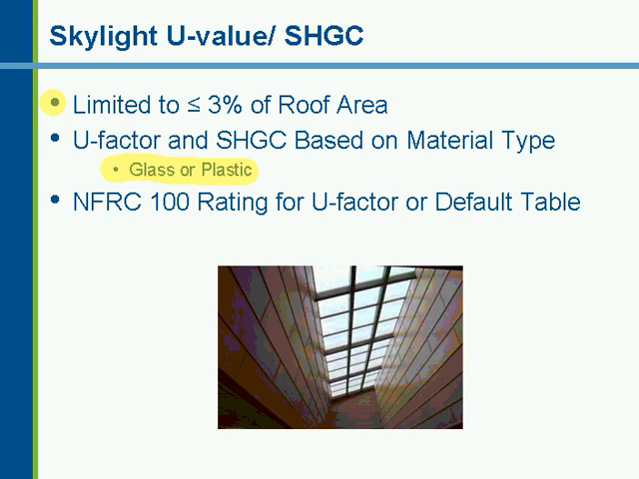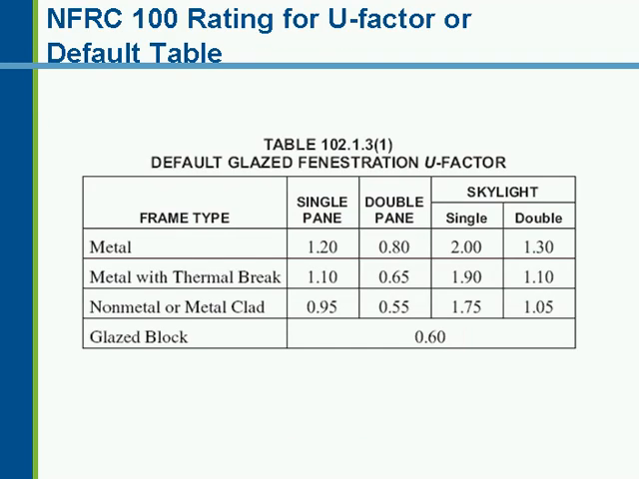The product can either be rated for a U-factor by NFRC 100, or there are values in the U-factor default table that can be used to rate the particular product. The default table, again, its far right-hand side is the skylight column. Based on the frame type of the skylight, and whether it's either single or double pane, the best value you'll be able to get is going to be a 1.05 U-factor value, which is not a very efficient skylight. So again, it's always best to use NFRC rated values for skylights whenever possible.